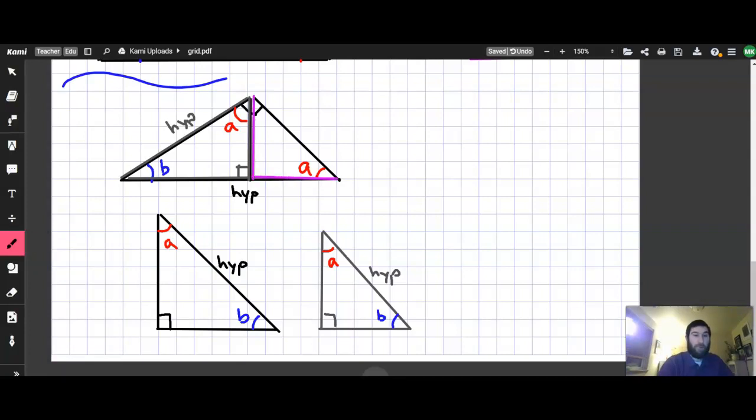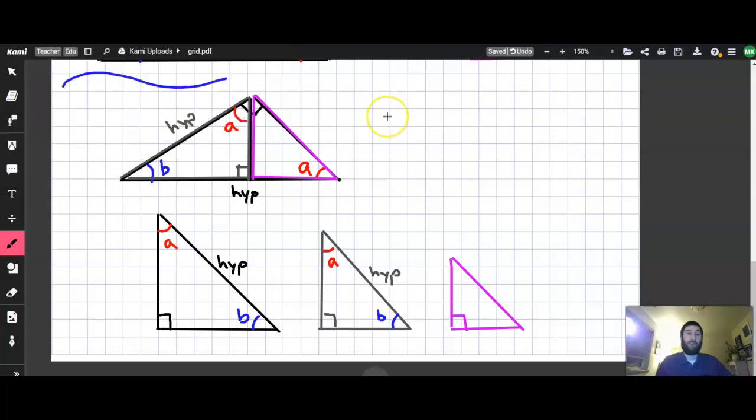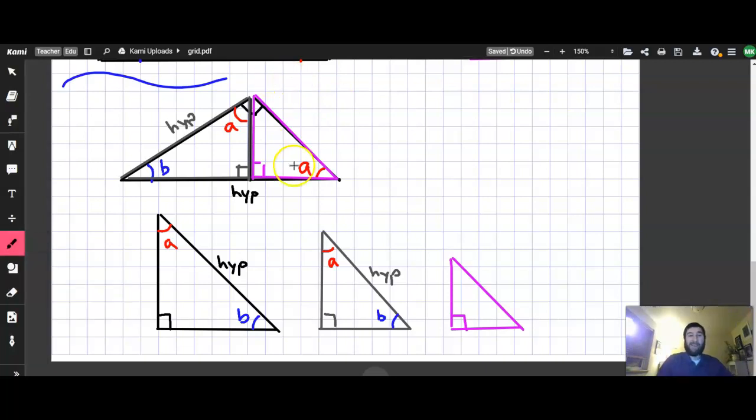Boom, boom, boom. Awesome. So go ahead and draw it out here. Purple, purple, purple. Oh my goodness, sticky keys, you are incessant. But I appreciate your kindness. No, thank you. And so there's its 90-degree angle. There's its 90-degree angle. And it already has the angle A in this lower corner.